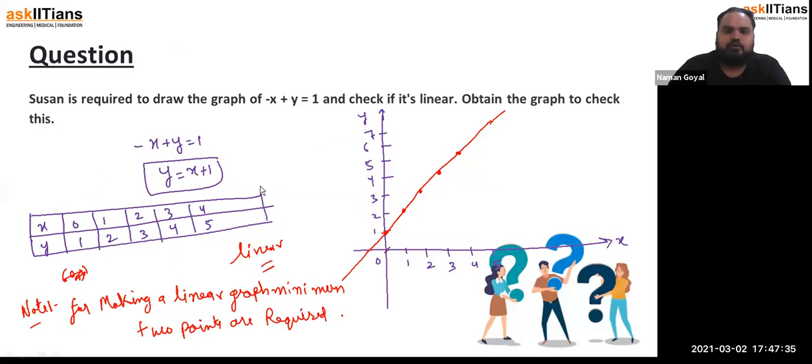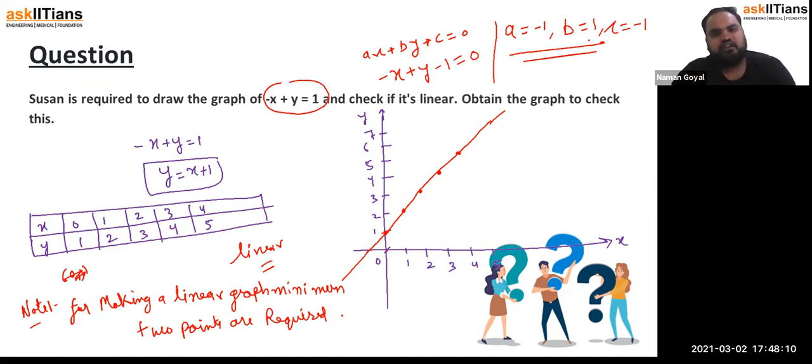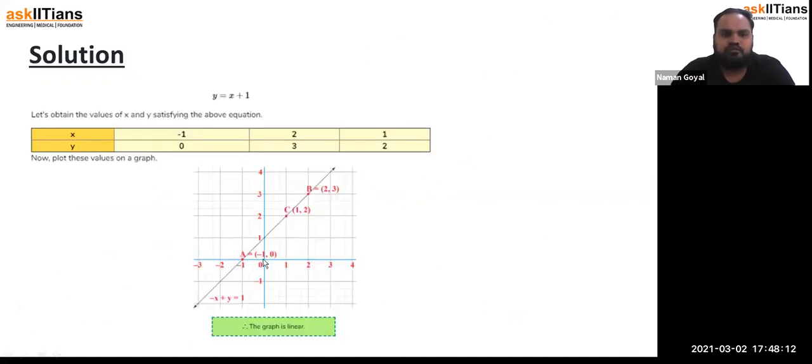The equation in the form of ax plus by plus c is equal to 0. See, this equation is in the form of what? ax plus by plus c is equal to 0. If I compare this, it can be written as minus x plus y minus 1 is equal to 0. So if I compare this equation with the general equation, then what do I get? a as minus 1, sorry, b as 1 and c as minus 1, right? So that graph is what? A linear graph. So if you see, we got this linear graph. Therefore the graph is linear.